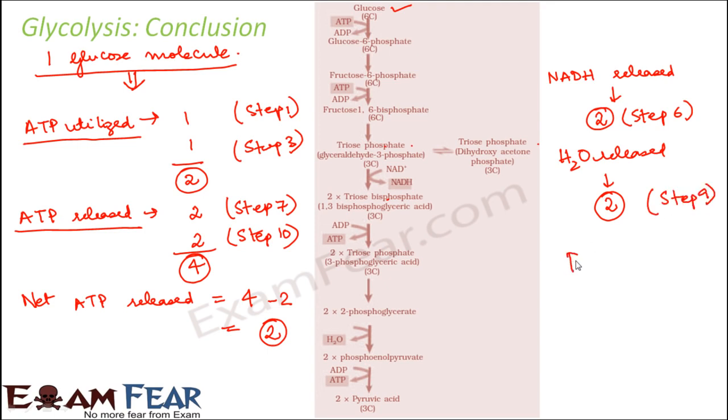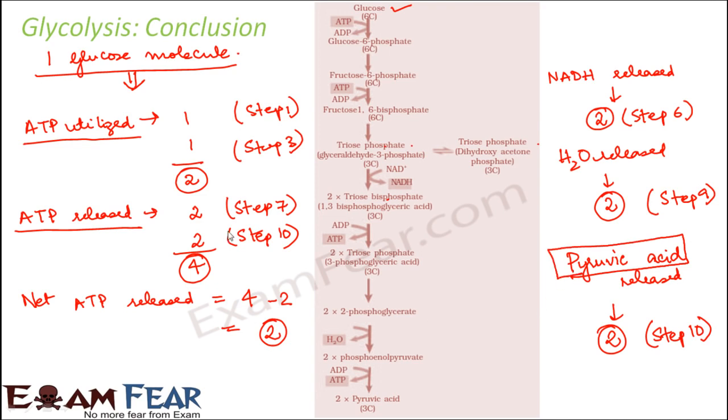And of course the final product, that is pyruvic acid. Pyruvic acid was released, and how many molecules of pyruvic acid? 2 molecules of pyruvic acid in step number 10, because that was the final product.